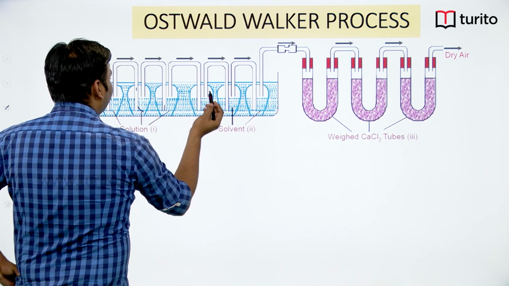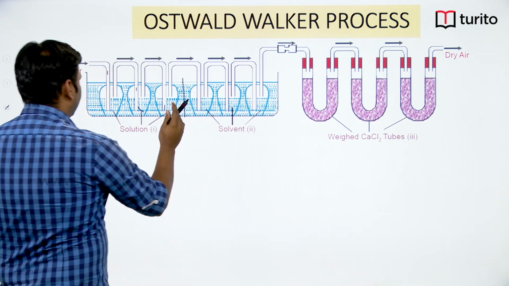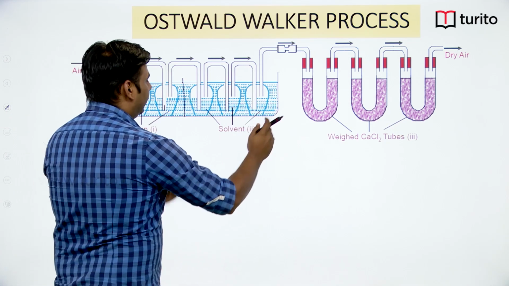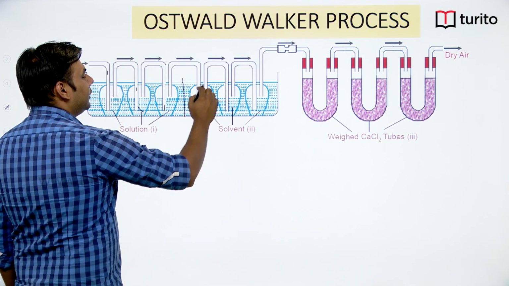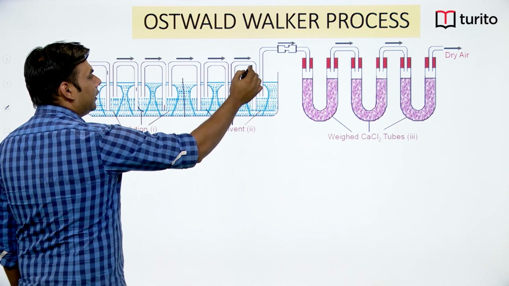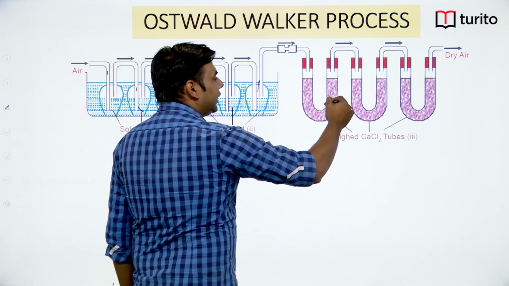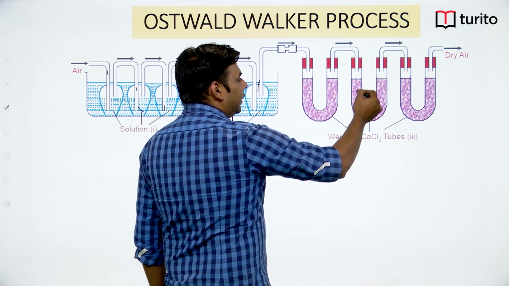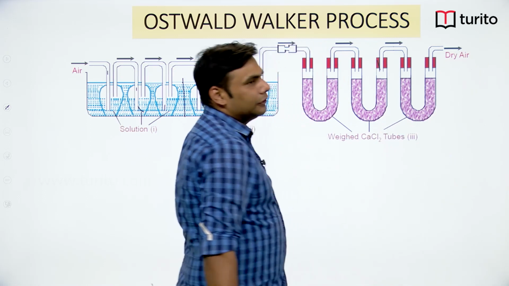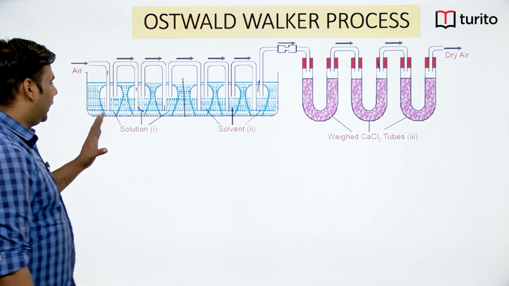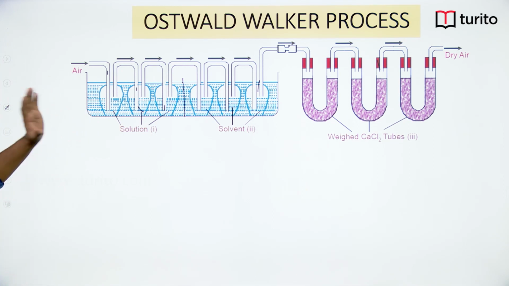Now in the second half of the setup, there is one solution system and one solvent system. After passing through this, the air goes into the solvent system. From the solvent system the air will come out and go inside the calcium chloride tube, and we'll get the dry air over here. Now let me explain what exactly is the role of dry air and how exactly this setup is working.